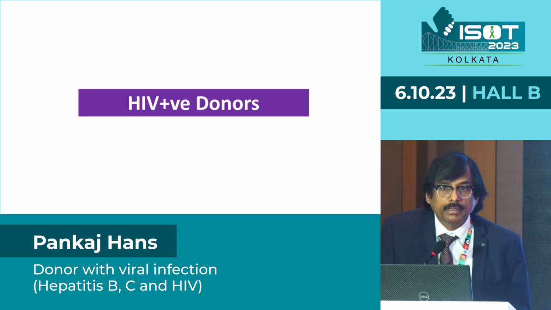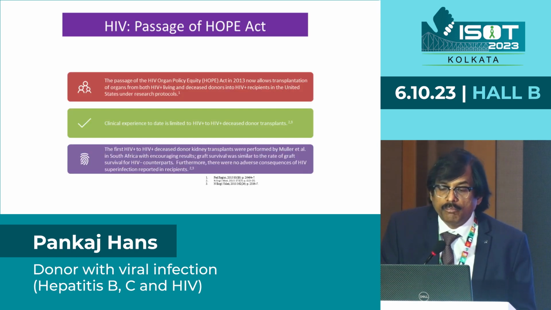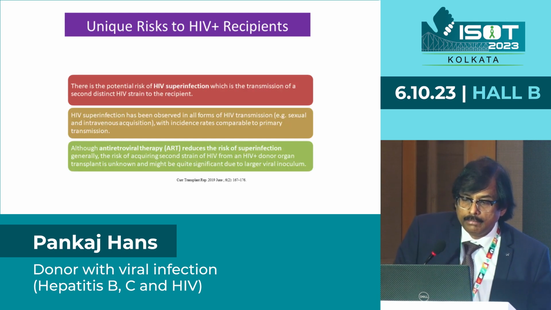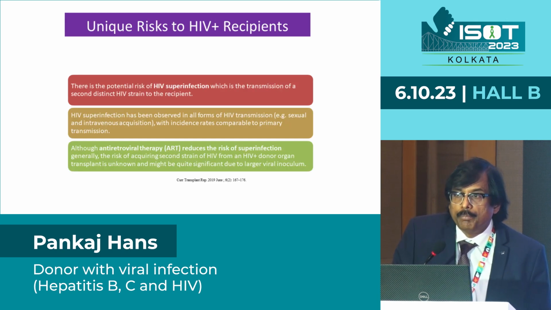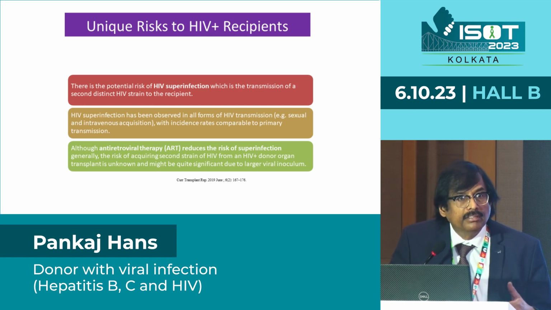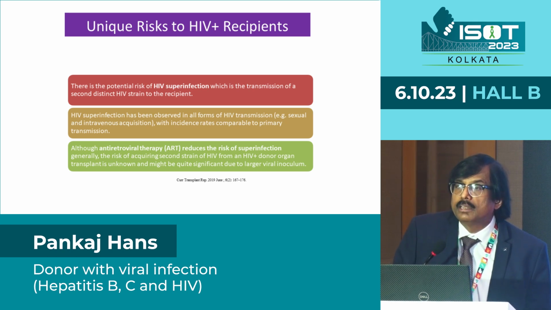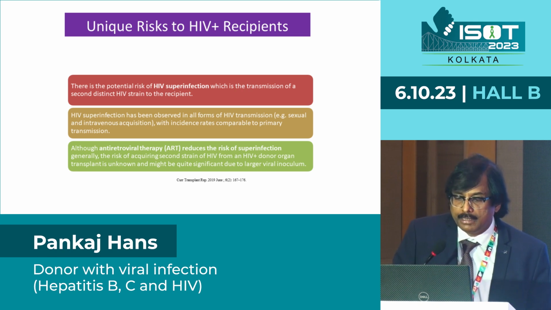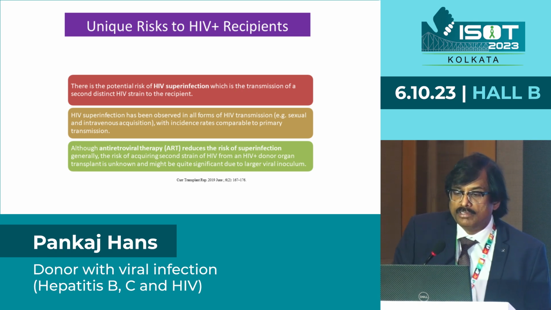Coming to the last part, that is HIV positive donors. With the passage of the HOPE Act in 2013, now HIV positive living and deceased donors' organs are transplanted to HIV positive recipients easily. The risk is superinfection. The recipient is affected with one strain of HIV and the donor is having another strain of HIV. Chances of superinfection are there. It can be resistant to the antiretroviral that the recipient has been taking. So this has to be taken into consideration.